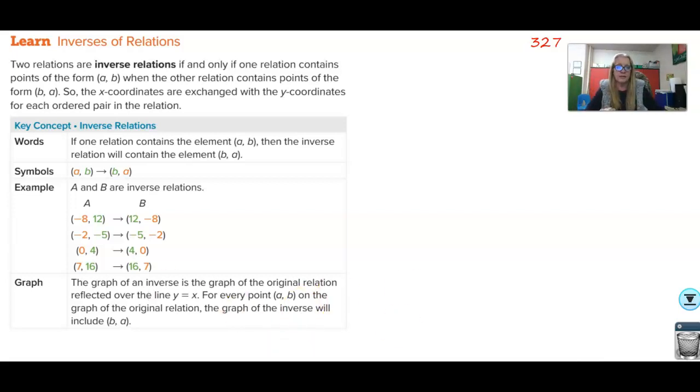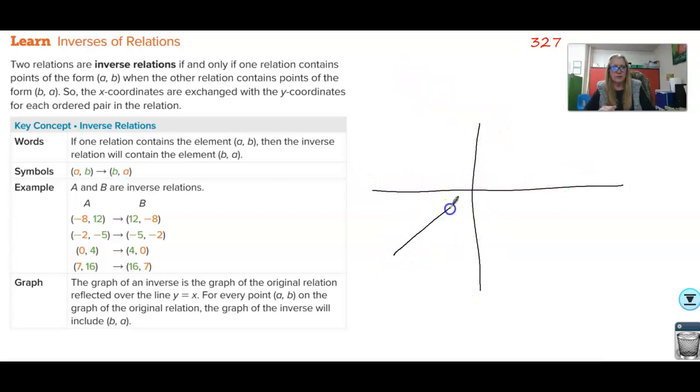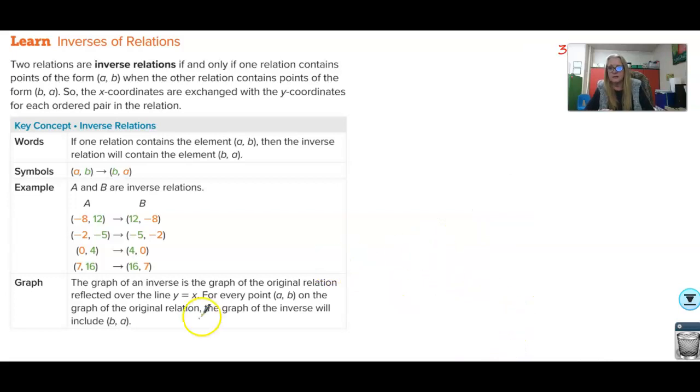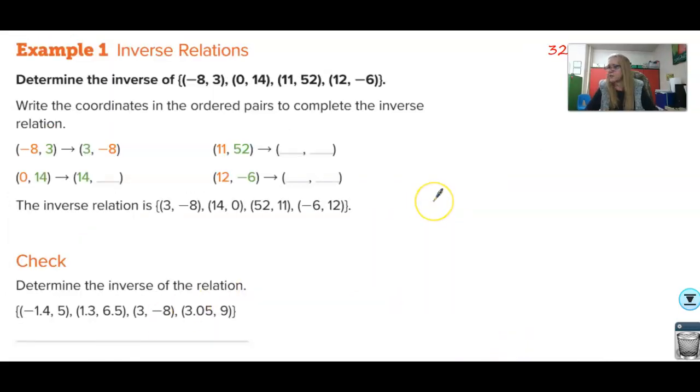Okay, y = x, if you've got an xy coordinate grid like this, the y = x line goes like this. So whatever the line was over here, it will be reflected over here. That's basically what this says. It's an interesting concept, and it's not too hard to do.